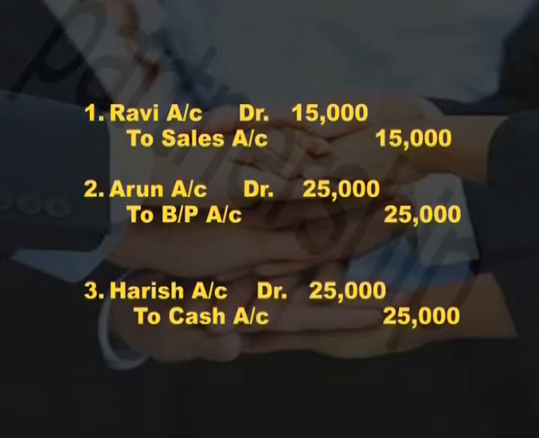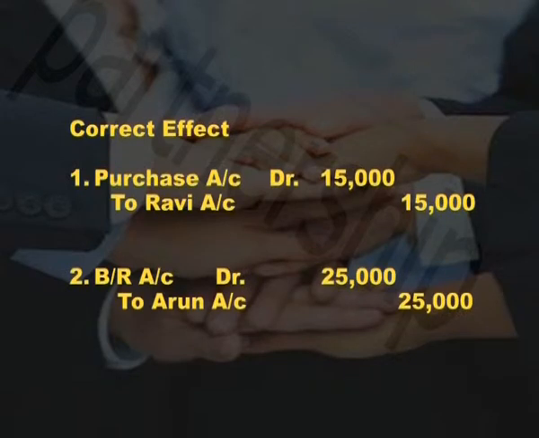Ravi account debit rupees 15,000 to sales account rupees 15,000. Second one, Arun account debit rupees 25,000 to bills payable account rupees 25,000. Third one, Harish account debit rupees 25,000 to cash account rupees 25,000. Now, the correct effect. The first one, purchase account debit rupees 15,000 to Ravi account rupees 15,000. Second, bills receivable account debit rupees 25,000 to Arun account rupees 25,000.